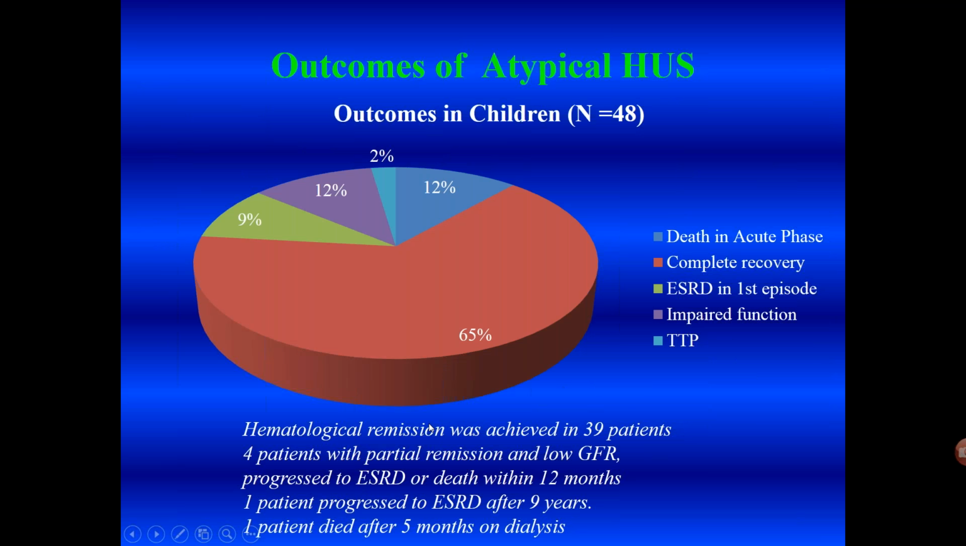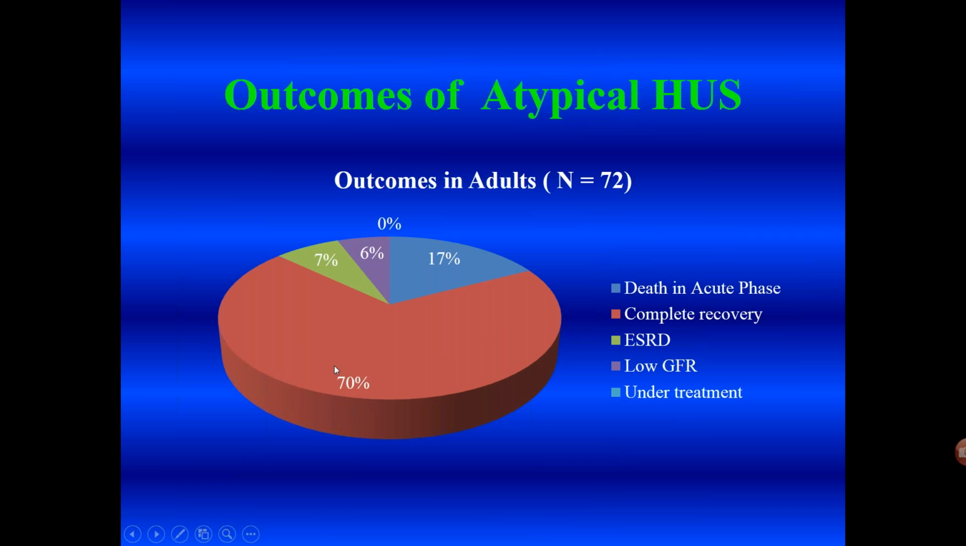We have treated our patients and looked at their outcomes. The outcomes in children have been good. 65% of them were resolved completely. Hematological remission was achieved in 39 out of 44 patients, and we had death in a small group of patients in the acute phase, 12%, and we had end-stage renal disease in the first episode, becoming dialysis dependent, in another 9% of the patients. When we looked at adults, the outcomes were even better.